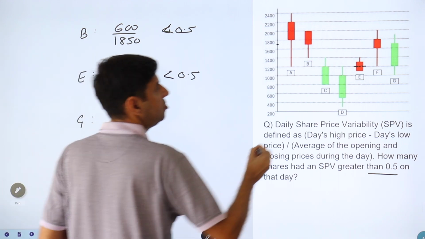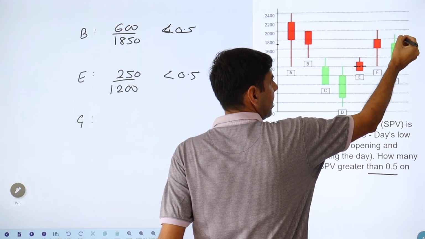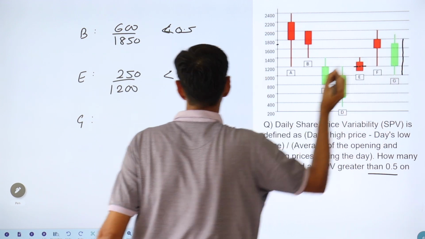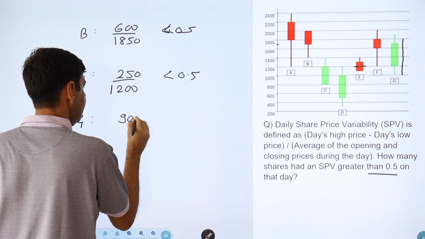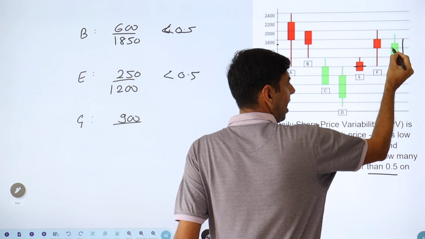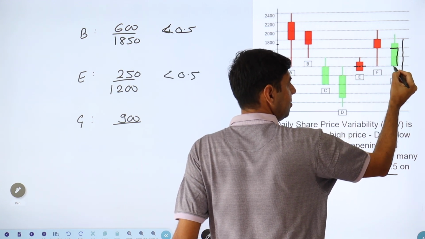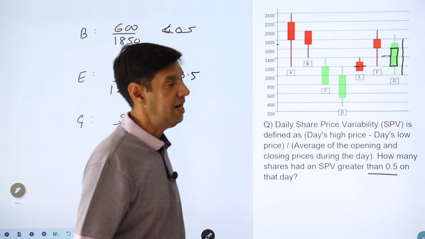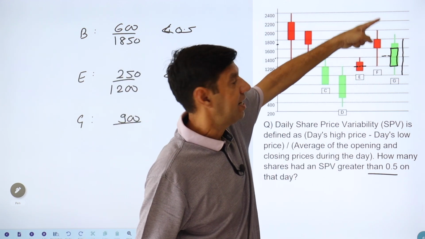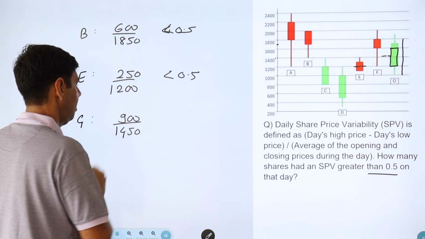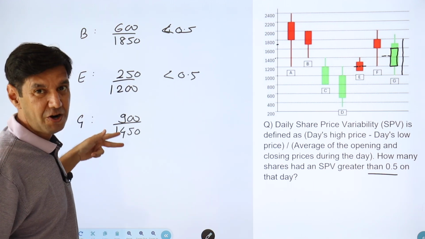And lastly G. So that is 200, 400, 600, 800 and 100, that is 900, divided by the average. How did we do the average last time? I prefer doing it this way. Had this been the box, this would have been the average, that is 1400. It is extending 100 above, so the average will extend 50 above, so 1450. Is this more than 0.5 or less?